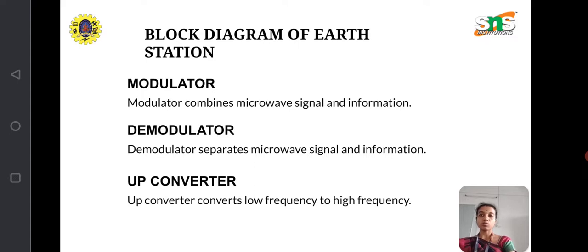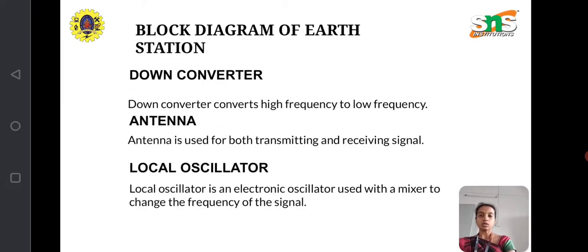Next is the modulator. The modulator combines microwave signals and the information. Next is the demodulator. The demodulator separates microwave signals and the information. The up converter converts low frequency to high frequency. Next is the down converter. The down converter converts high frequency to low frequency. Antenna. The antenna is used for both transmitting and receiving signals to and from the satellite.